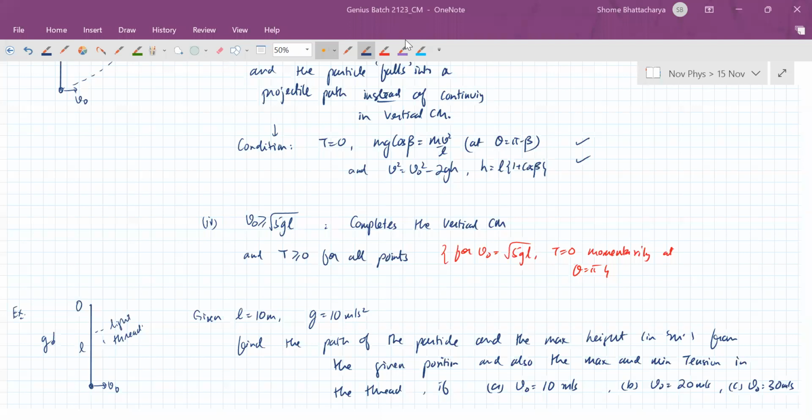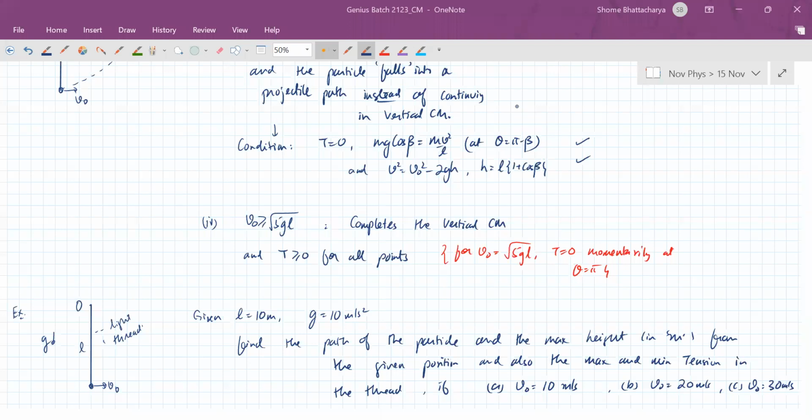Yes, Ibrahim, you had some question? So you've told us to find the maximum tension in the thread. So that will always be at the starting point, right? Yes, maximum tension you will always see is at the position at which mg and tension are opposite to each other and speed is maximum. So that is the lowest position.